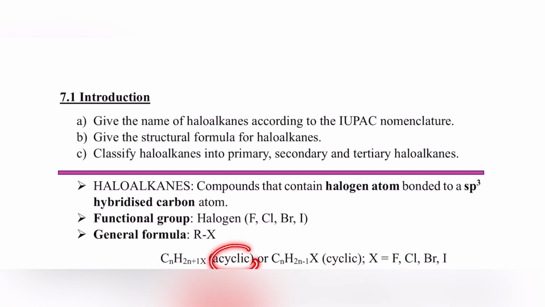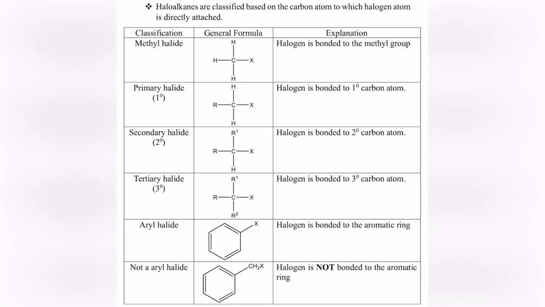Acyclic ni maksud dia open chain. Tak kisahlah ada branch ke ataupun straight chain. Yang ini maksudnya dalam bentuk ring. And X can be these halogen atoms. Untuk haloalkane, kita kena tahu how to classify the class of haloalkane. So when you have classification of haloalkane, you have a few of it.